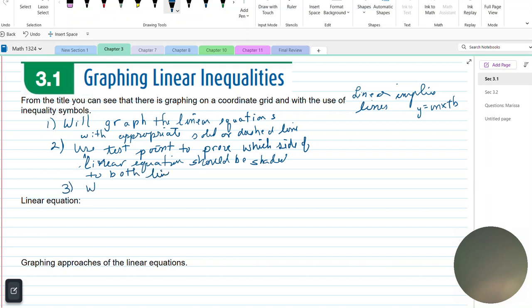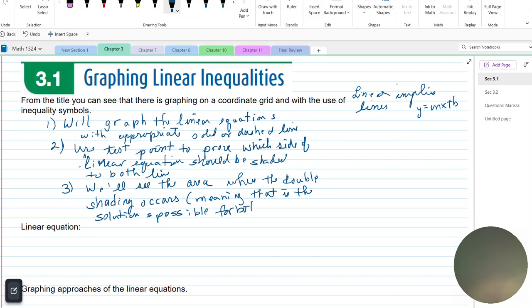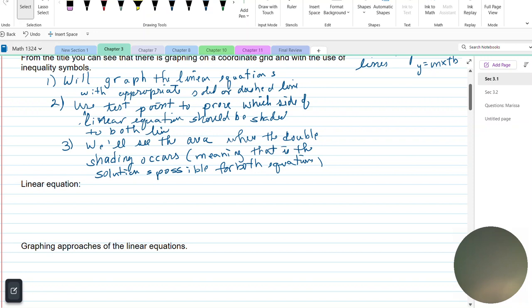And then you'll see the area where the double shading occurs, meaning that is the solution, plural, possible for both equations. All right. Later on, we'll find the value of this shading and how it applies to optimization of production. But we're just now looking at it.